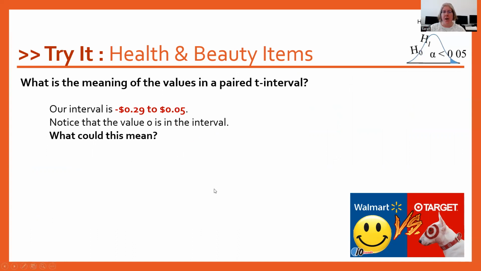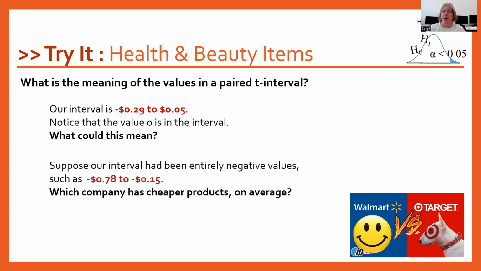Okay, let's consider a different outcome. So this one had a negative and a positive value to the endpoints of the interval. But what if our interval had been entirely negative values? So suppose it had been negative 78 cents to negative 15 cents. So our entire interval is below 0. Which company has the cheaper products on average in that case? So in that case, in order to get a negative number, I would need Walmart to have cheaper prices. So if Walmart's cheaper and I subtract off the more expensive Target prices, I'm going to end up with something negative.